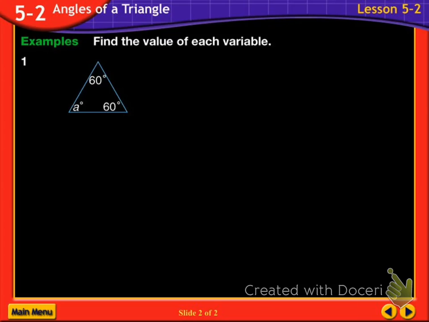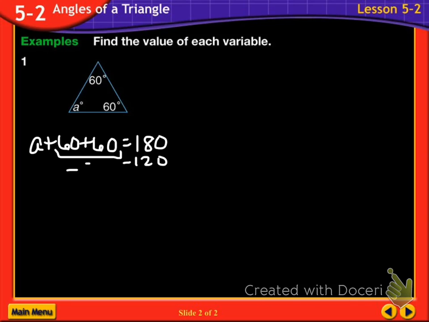So if we have a triangle, two of the angles are 60. This is the first example on your notes page. What must A equal? So one way to find out, if you want to show your work, would be to take A plus 60 plus 60 equals 180. So if we combine these two, we get 120. So if we subtract 120 from both sides, we'll get A is equal to 60 degrees.